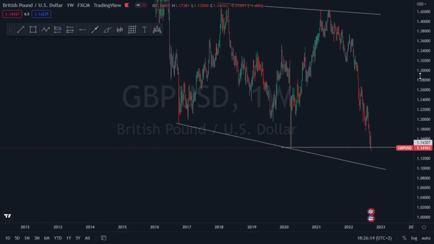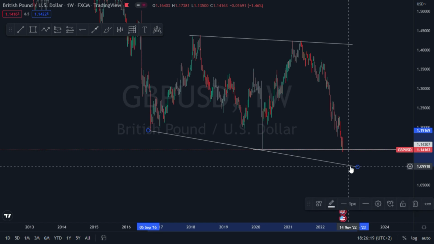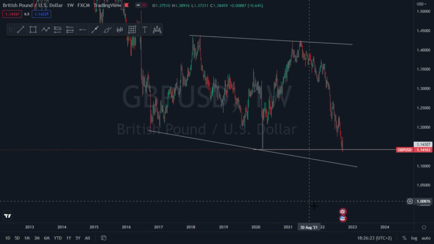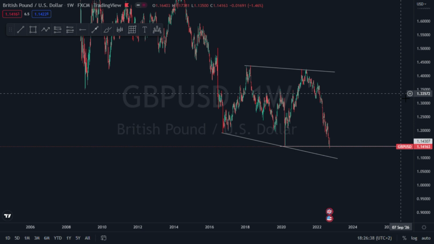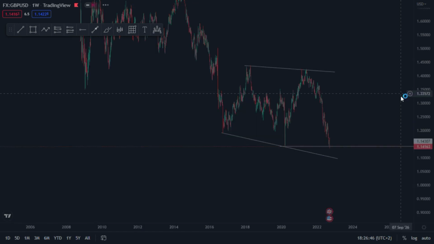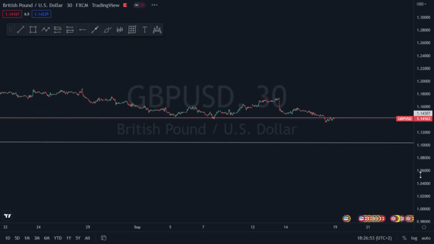I'm expecting the market to push a little bit to the downside to respect these levels right here, and then push back up to the upside. Just looking at the weekly time frame, there's no need for me to scale it down to the lowest time frames, because we can see what is more likely to happen judging from the bigger time frame.